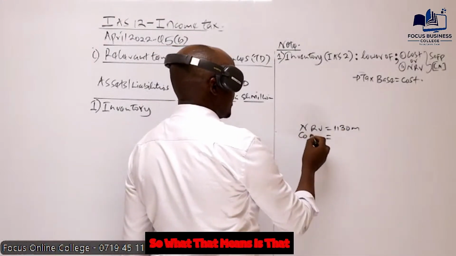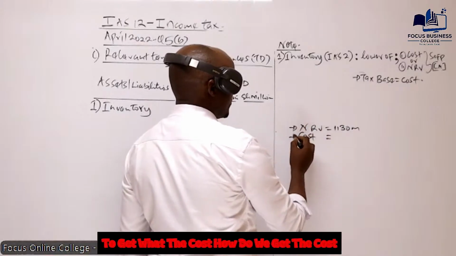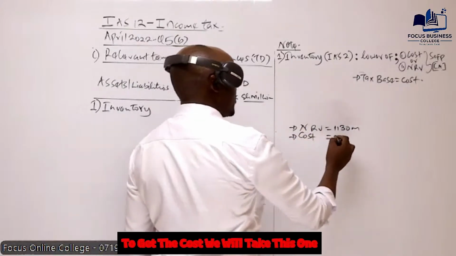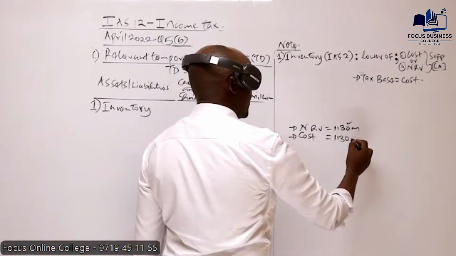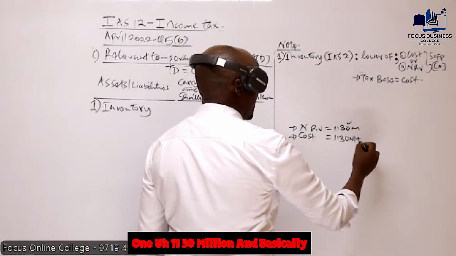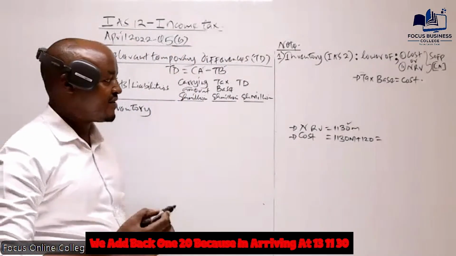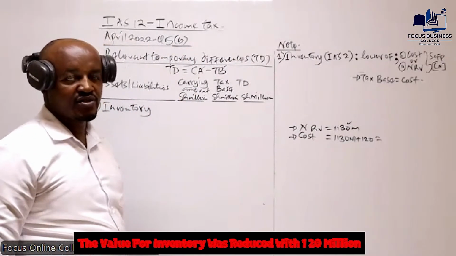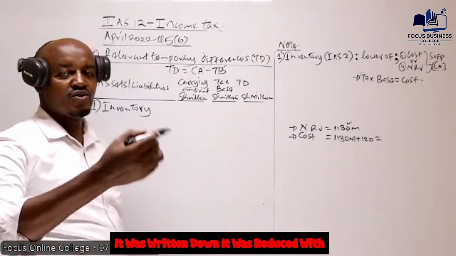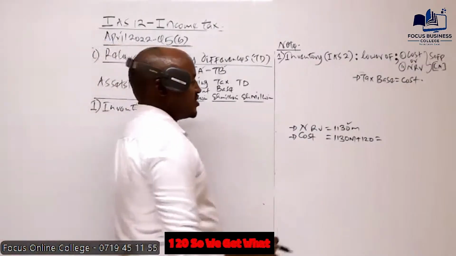So what that means is that we are going to use that information to get what? The cost. How do we get the cost? To get the cost, we take this 1130 million and add back 120, because in arriving at 1130, the value for inventory was reduced by 120 million. It was written down. So what do we get?